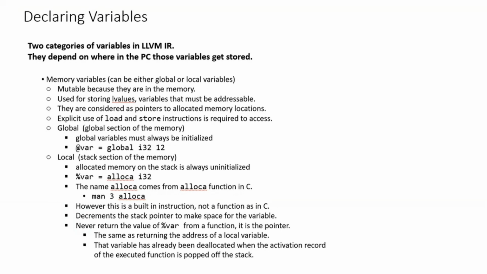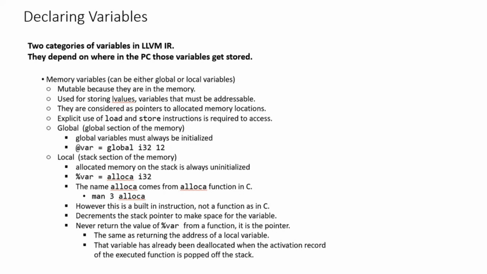And you should never return the result of a locally allocated variable from a function. So here, %var, it is the pointer. And that would be the same as returning the address of a local variable.